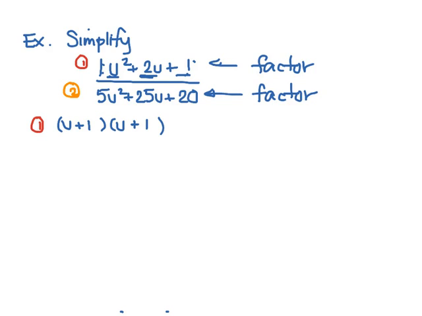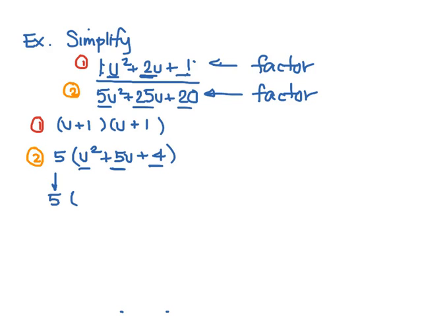Now if I take a look at the denominator, let's see, what can I do here? Well, if I look at each one of these factors, I can pull out a 5, right? 5 is your greatest common factor. And then I'm left with a u squared plus 5u plus 4. Well, this looks a lot like another quadratic that has a leading coefficient of 1. So let me remember, I have to keep my 5 out there.